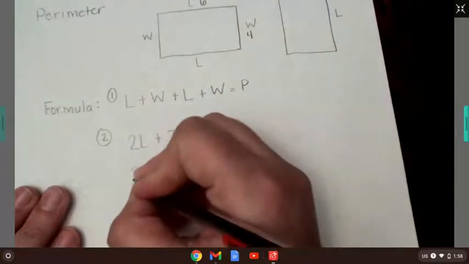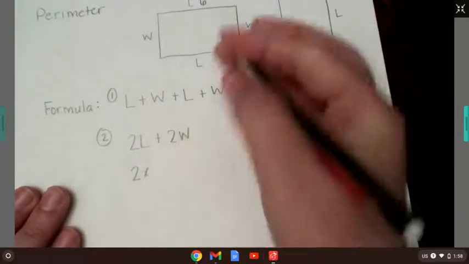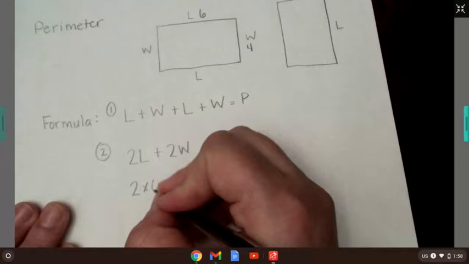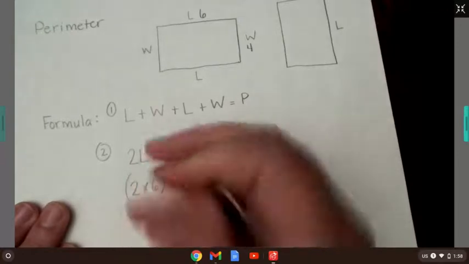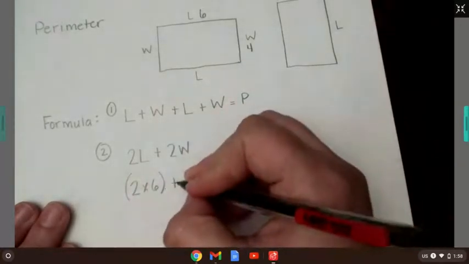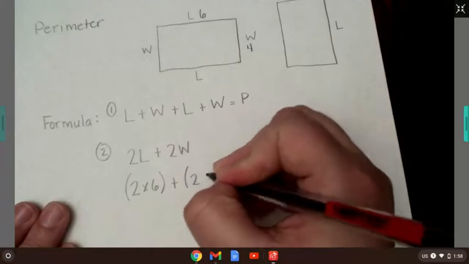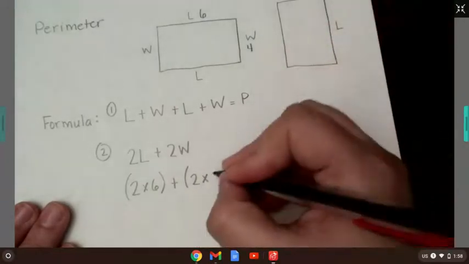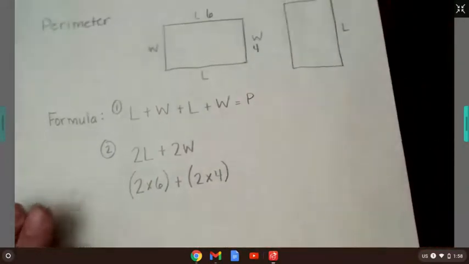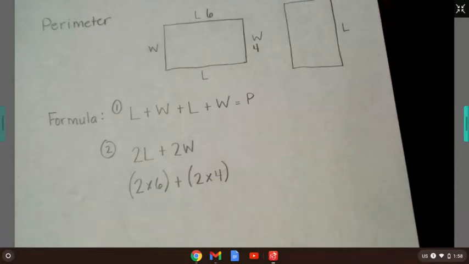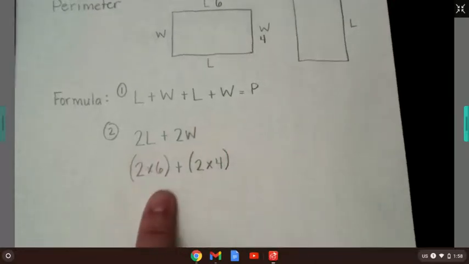If I were to plug in the numbers for this formula, I would do 2 times our length, which is 6. So I'll do parentheses. This is what this is called. Plus 2 times our width, which is 4. Okay, and this is kind of getting into some algebra. This is getting into some fifth grade stuff. And if you have a middle school sibling, they might be like, oh, I've done this stuff before. But this is how this formula would look.